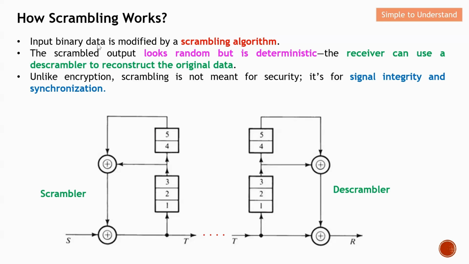Next, the scrambling output looks random, as I told you, because after going through the scramble the whole format of the data changes, but it is actually deterministic. The receiver can use a descrambler to reconstruct back the original data. I'd like to highlight this: unlike encryption, scrambling is not meant for security. It is for signal integrity and synchronization. So this is a quick explanation of how scrambling works.